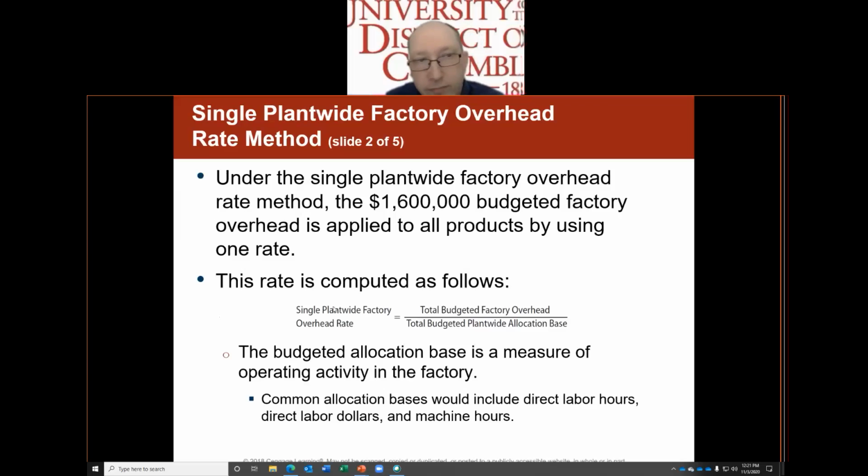Okay. Now, under the single plant-wide method, which is the easiest method, we take our total budgeted factory overhead, in this case it's 1.6 million, and we divide that by the total budgeted plant-wide allocation base. Dr. B, how do I figure that out? The total budgeted allocation base is a measure of operating activity in the factory. In this example, it's direct labor hours. Now remember, we said that we're budgeting 20,000 labor hours, right?